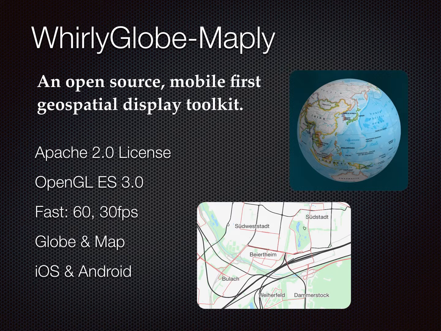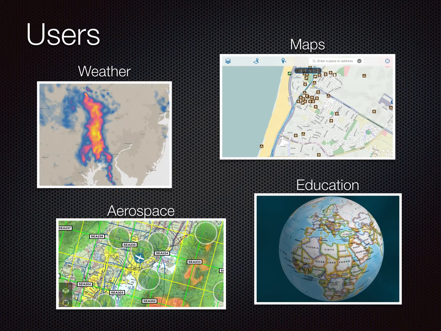So if you're not familiar with WhirlyGlobe-Maply, it's an open source, mobile-first geospatial toolkit. And what that means is it's Apache 2.0 licensed, that's the open source, and that makes it very friendly to use in commercial apps. It's based on OpenGL ES 3.0 or 2.0, which makes it very, very fast and lets it do a lot of fancy things. And it can do either a 3D globe or a 2D map, and it's available for mobile devices like iOS and Android.